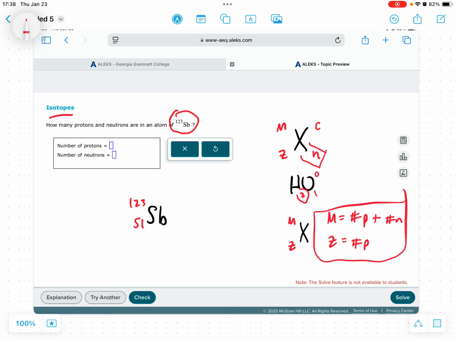Well, look over here. That means that the number of protons is 51, and so if that's 51, and this is 123, this must be plus, let's say, N. And so N is equal to 123 minus 51, which I can't do in my head. It's got to be like 72, I'm guessing. Yeah, it is 72. All right, so that's the number of neutrons. It's 72. 51 plus 72 is 123. That's right.